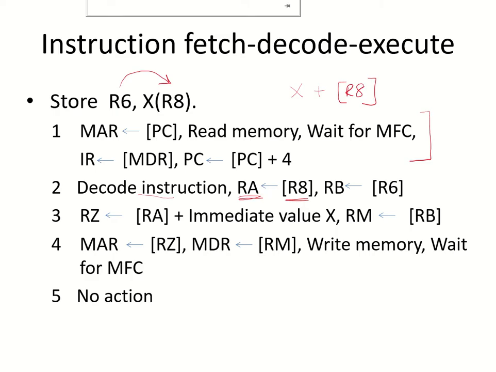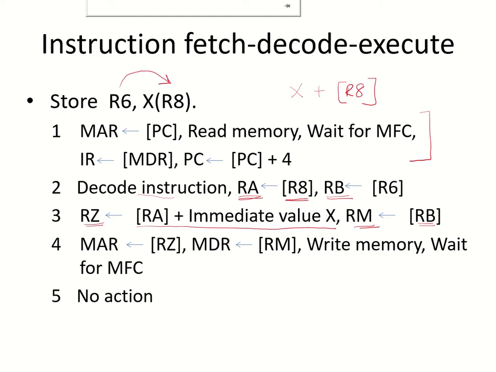Also, since the contents of R6 have to be sent to the memory, they will be put into the output register of the register file, RB. In the third stage, the effective address, the memory address, will be computed by adding the contents of RA and immediate value X and put into RZ. Also, the RB contents, which contained R6 values, have been passed on to RM. These are again the interstage registers which are holding the output of stage 3.